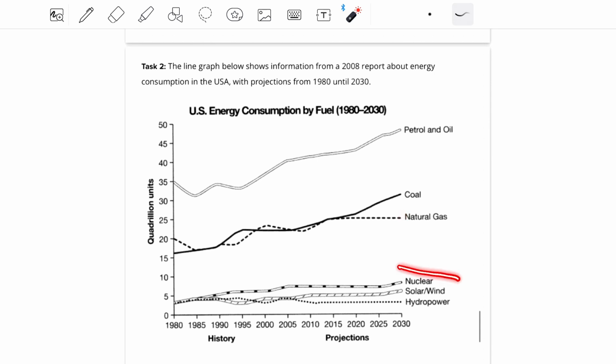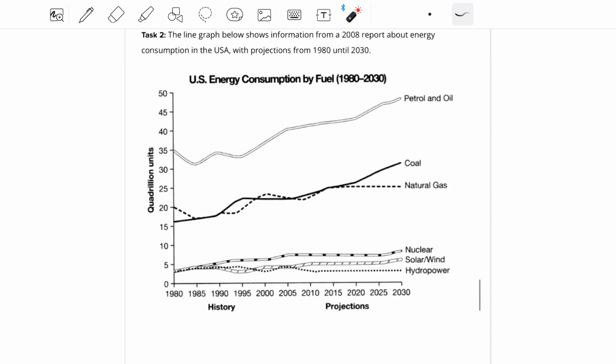So when it comes to nuclear, solar, wind and hydropower, the consumption of these sources is much less as compared to these non-renewable sources. So these are all renewable sources, and you can use this term for them. You can clearly see that they have not increased much. In fact, there was a very slight increase from 1980 till 2020, and it's not really projected to increase much.